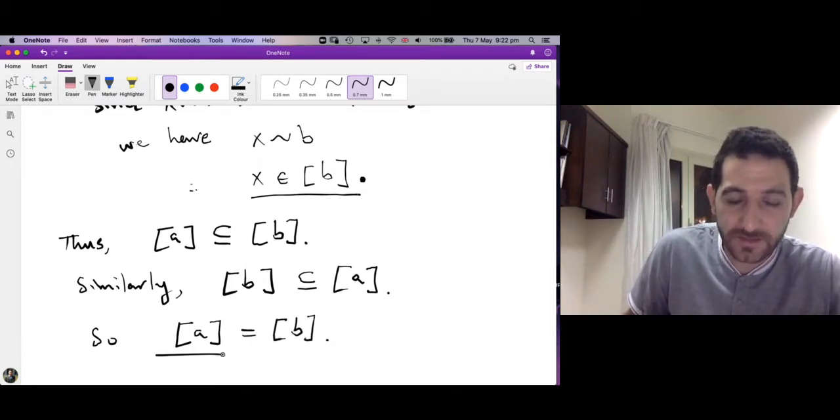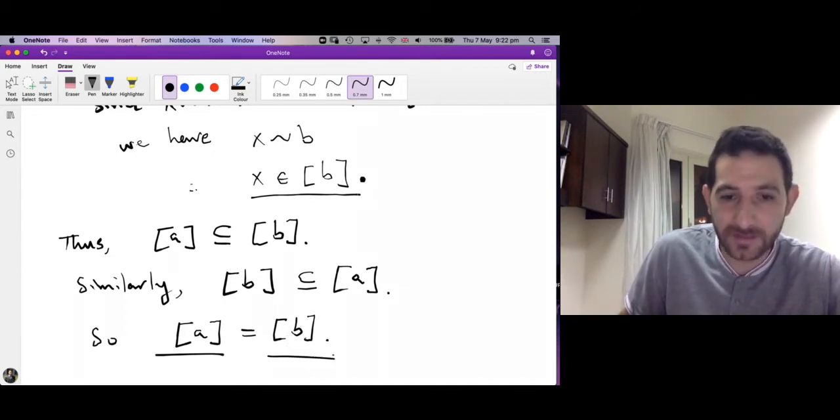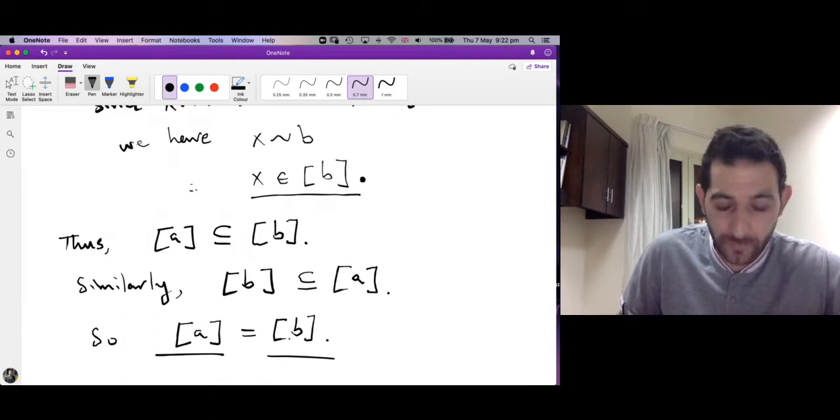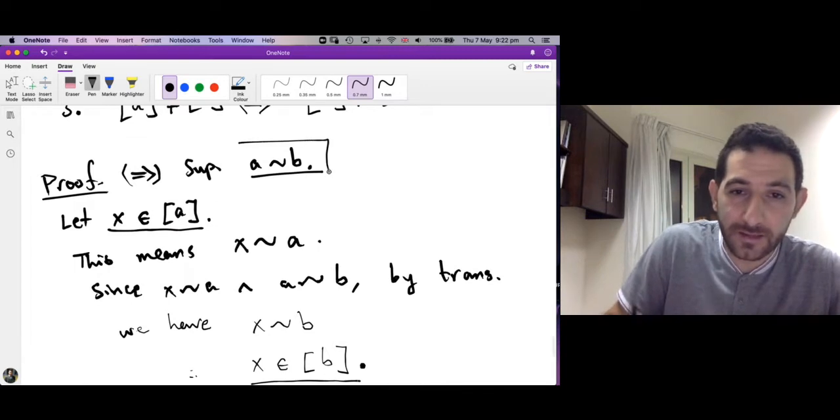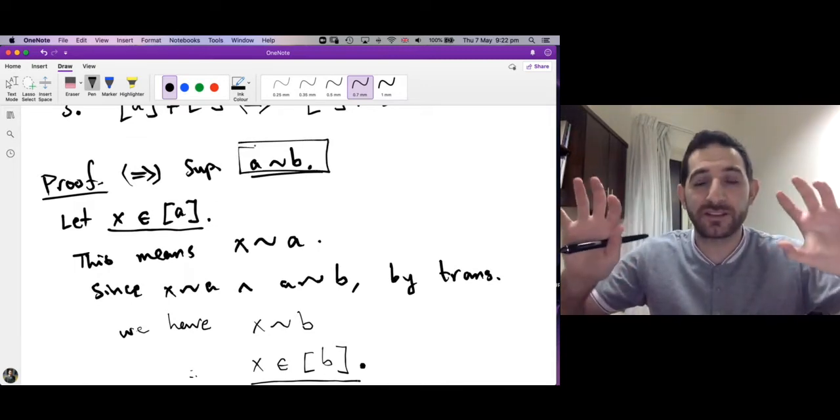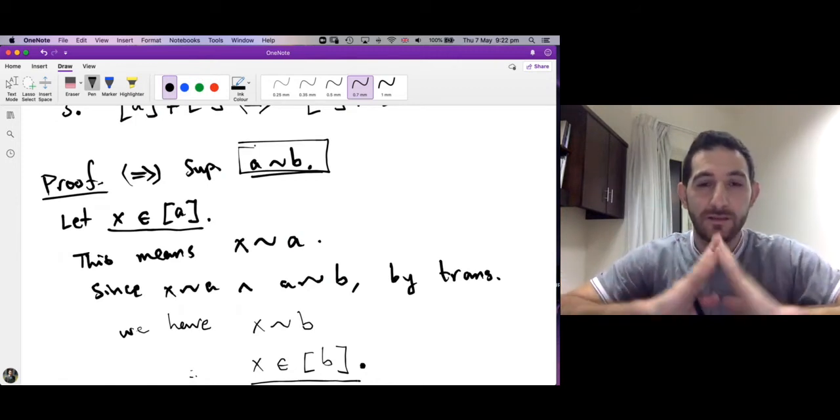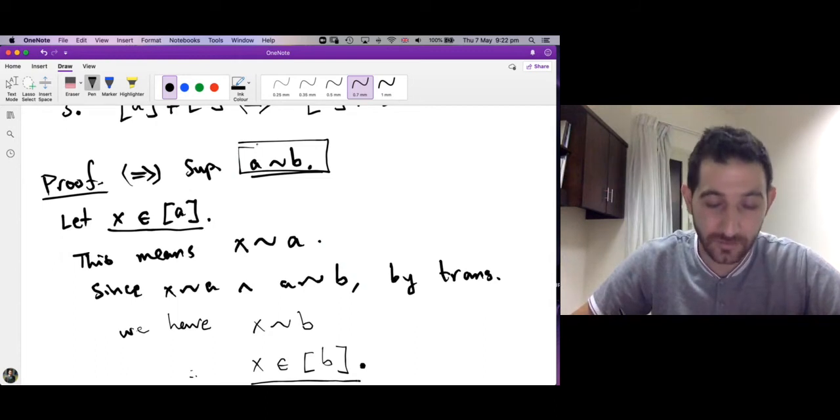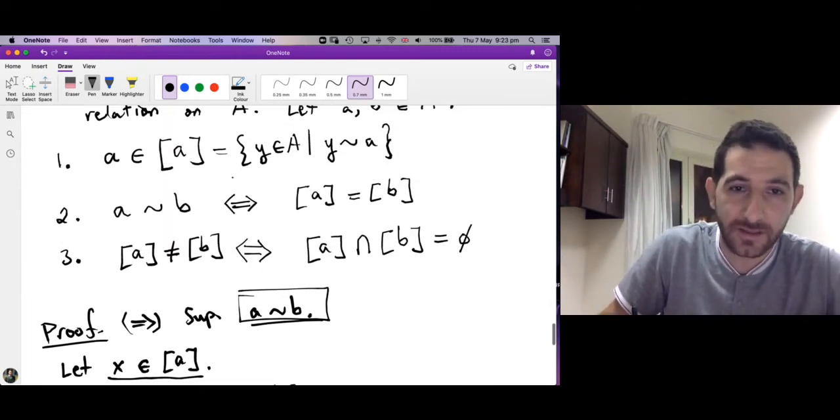So what is this? This is all the elements related to a, or equivalent to a, and this is all the elements related to b. So we proved that if two elements are related, then their equivalence classes are equal, which means that if two elements are related, then they are related, or equivalent, to precisely the same elements. Okay, so we proved this direction.